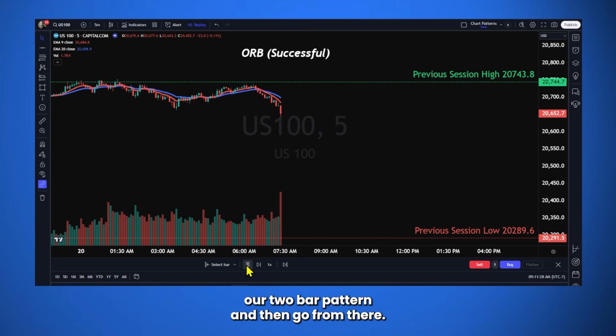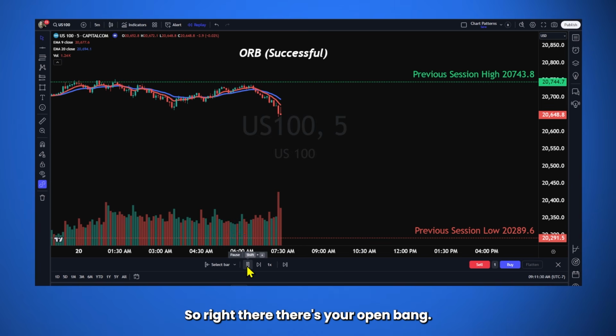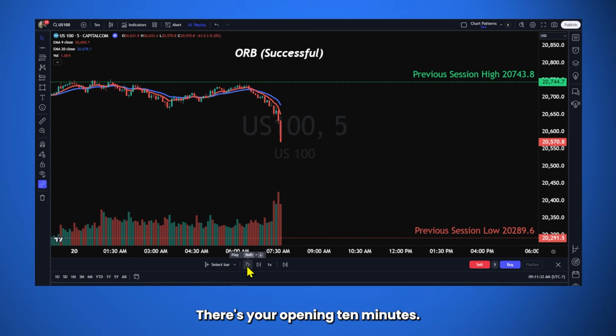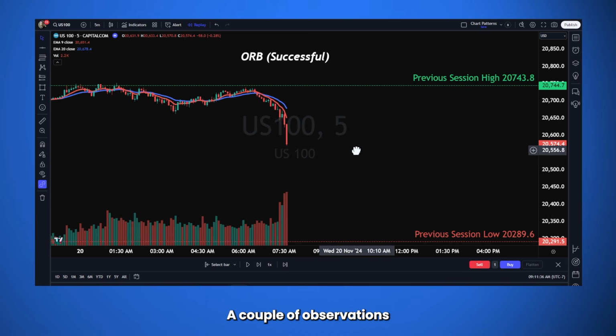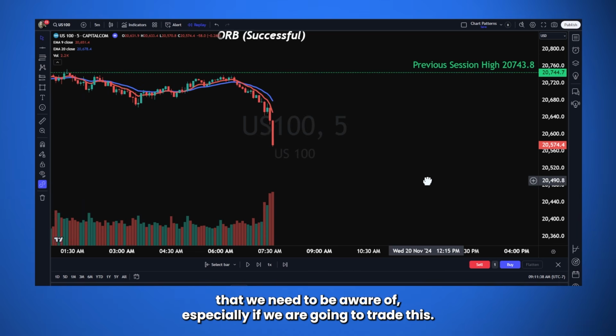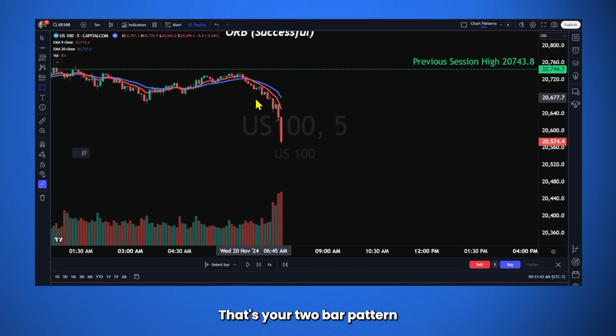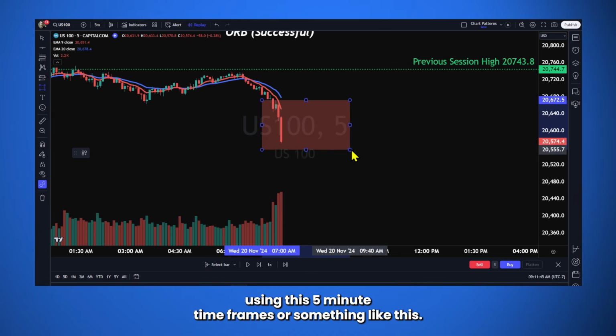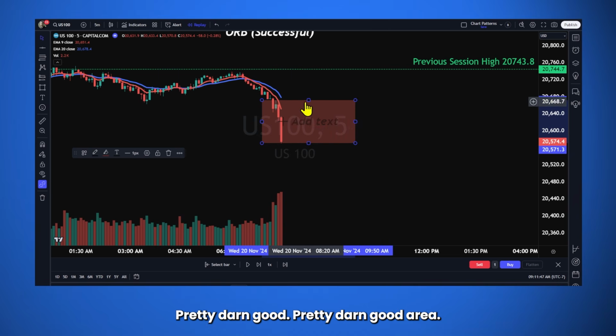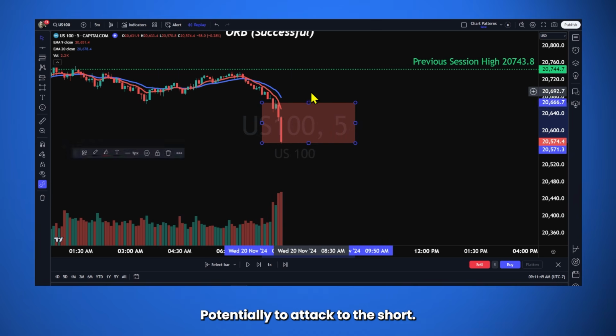Let's go ahead and identify our 2-bar pattern and then go from there. So right there, there's your open, bang, there's your opening 10 minutes. Nice, big, decisive move. We're definitely pushing to the bear. A couple of observations that we need to be aware of, especially if we are going to trade this. Number 1, there's your first 10 minutes. That's your 2-bar pattern using this 5-minute time frame. So something like this. Pretty darn good area potentially to attack to the short.